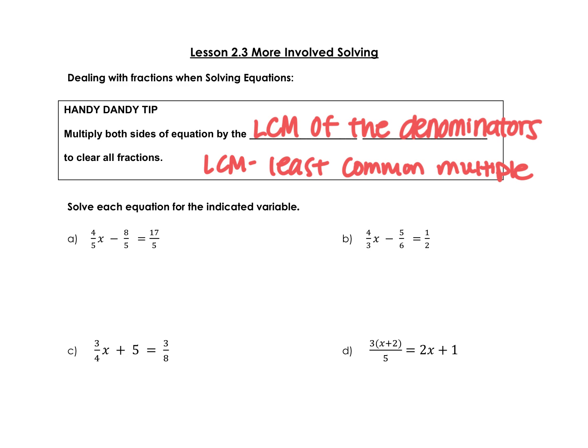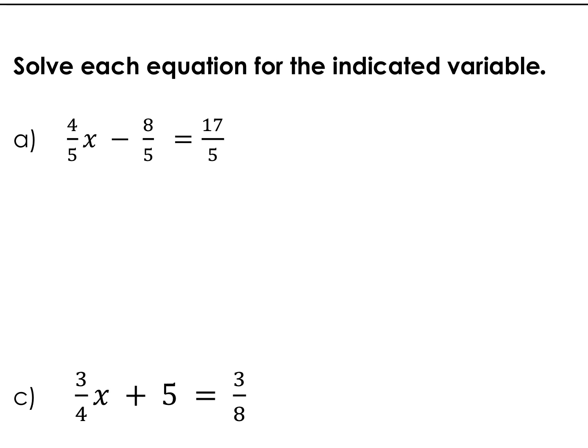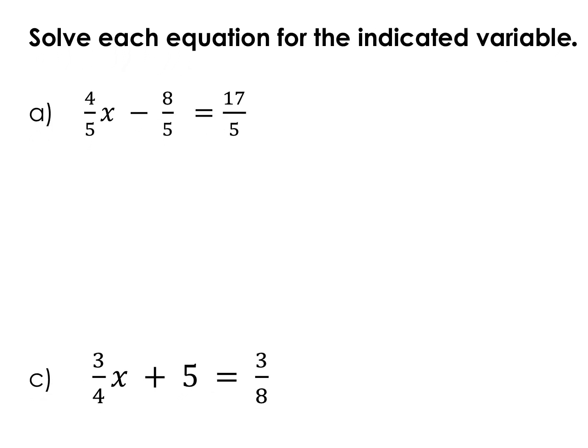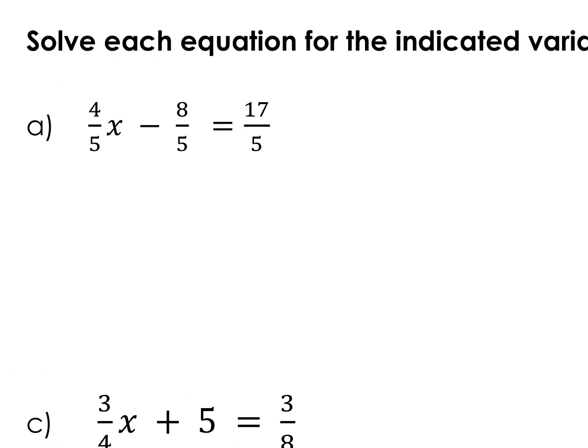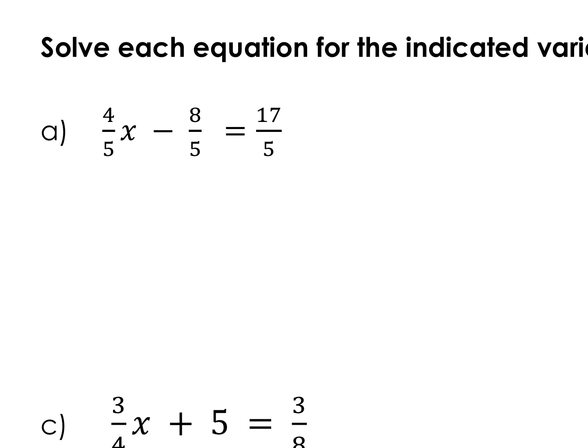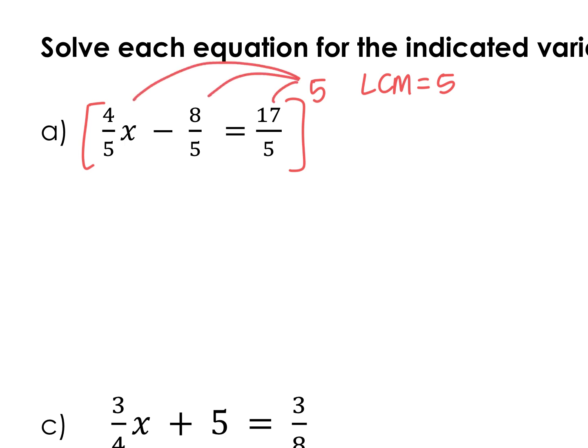So let's look at this. Solve each equation with the indicated variables. So here's another one, lots of fractions. Would you agree? So we could either do what we were just doing, or we can multiply the entire equation, both sides, by the LCM, which is 5. How I show this is I put a 5 here, and I almost show like a distributing. Distribute, distribute, distribute.